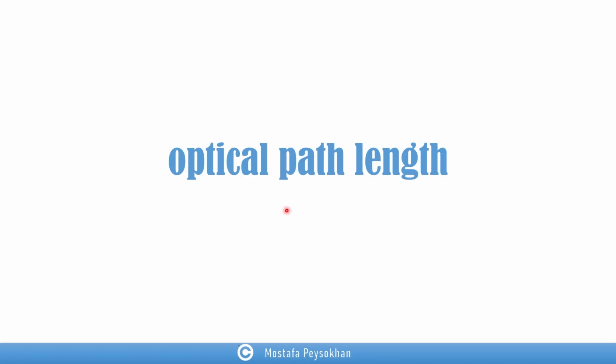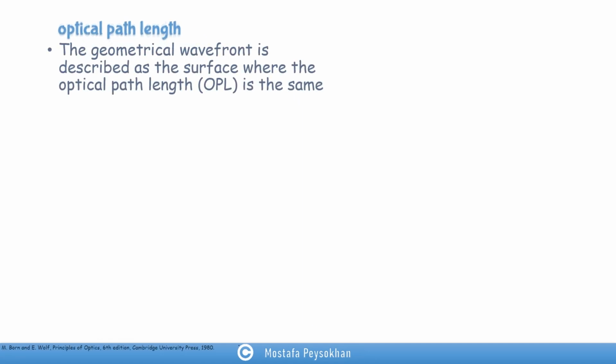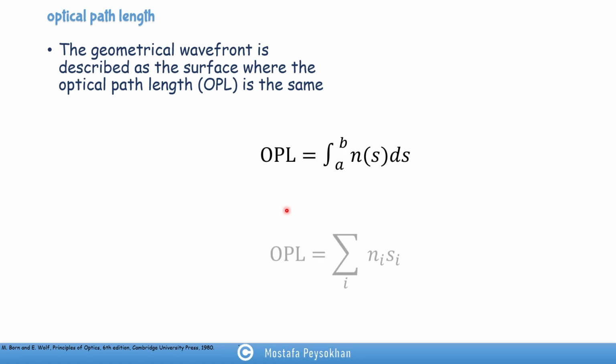Optical path length. This is a very important topic in optics. The geometrical wavefront that I explained before is described as a surface where the optical path length is the same. With another definition, I said the geometrical wavefront is a surface that has the same phase. So the optical path length is equivalent to the phase of the light.